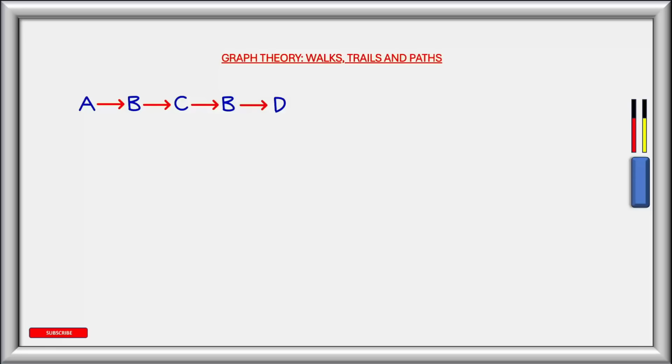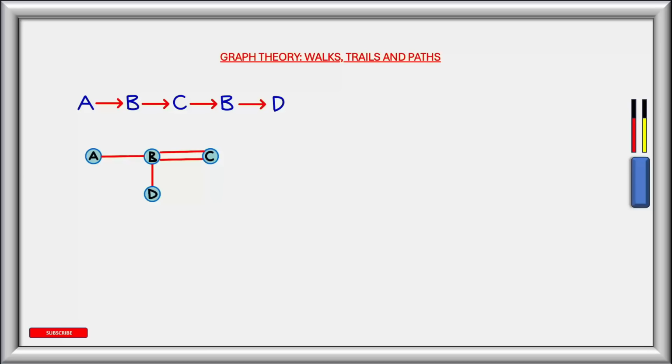The answer is no, because vertex B is repeated. In a path, every vertex must be unique. Now the second question, is this a trail? Well, that depends on whether there are 2 edges connecting vertex B and C, so effectively making it a multigraph.